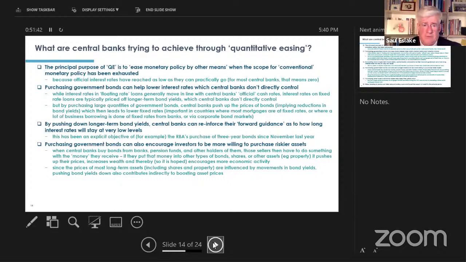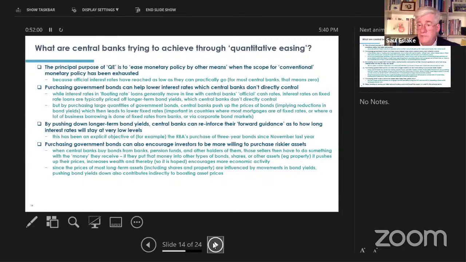One of the other things that central banks buying government bonds can do is encourage people who currently hold government bonds to be more willing to purchase riskier assets. I mean, almost by definition, when central banks buy bonds off pension funds and banks and other holders of them, those sellers then have to do something else with their money.